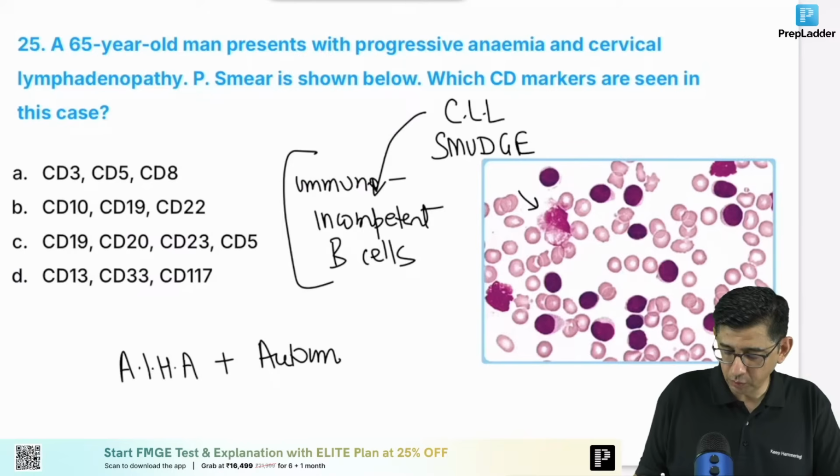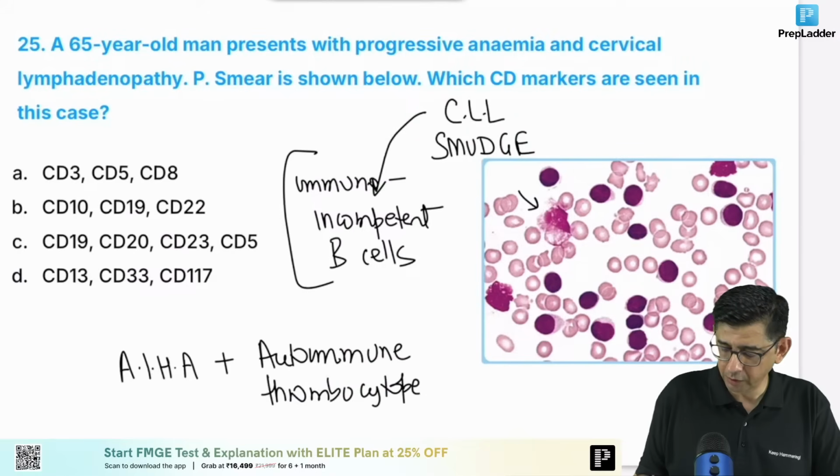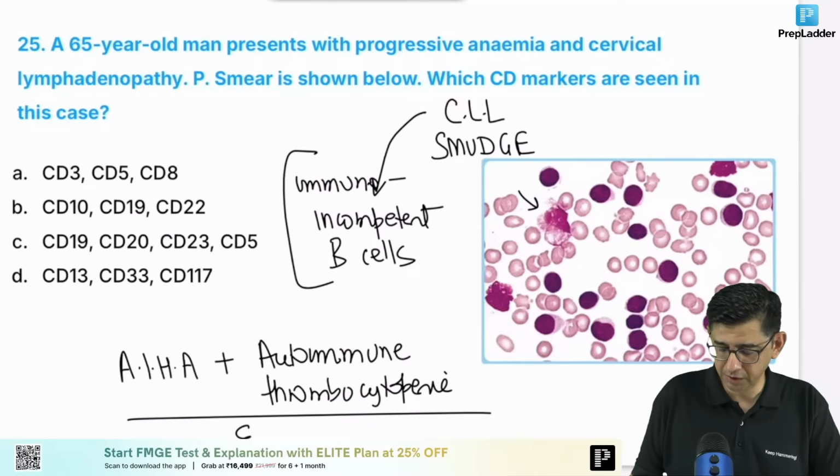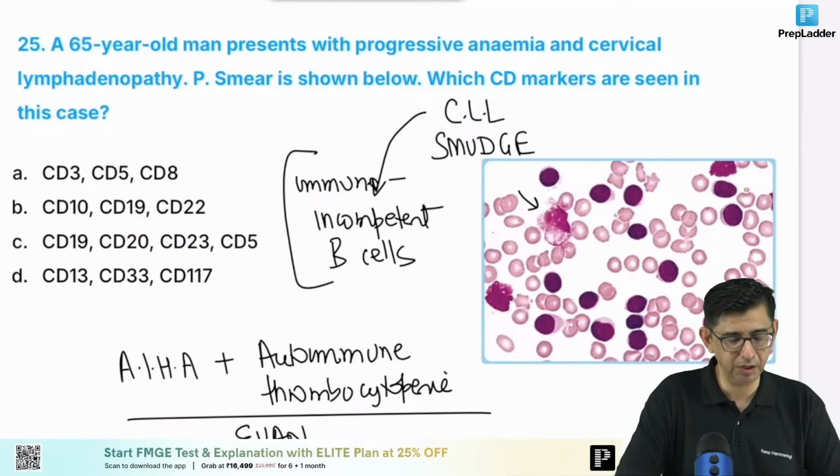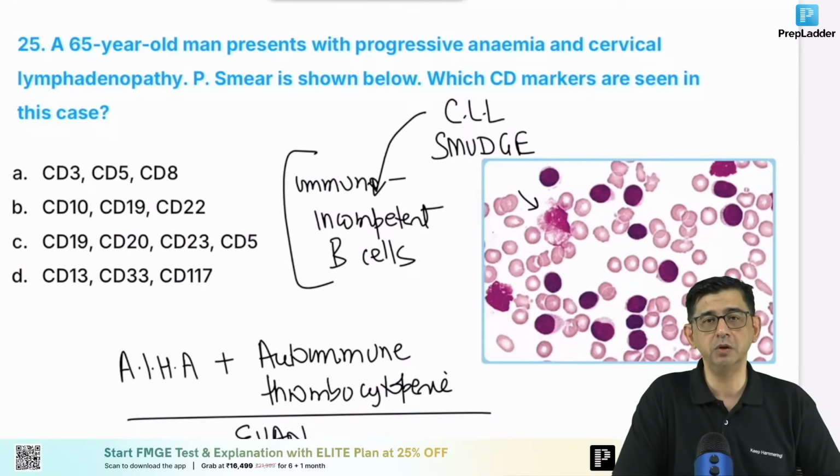I think all of you have read about the term Evans syndrome. Evans syndrome is the combination of autoimmune hemolytic anemia and autoimmune thrombocytopenia that can be seen with these patients also. That is called Evans syndrome. Very good, Nikhil. You were the first one to comment on that.